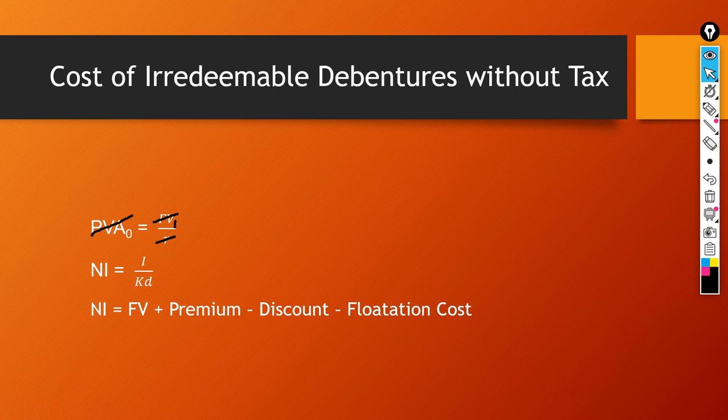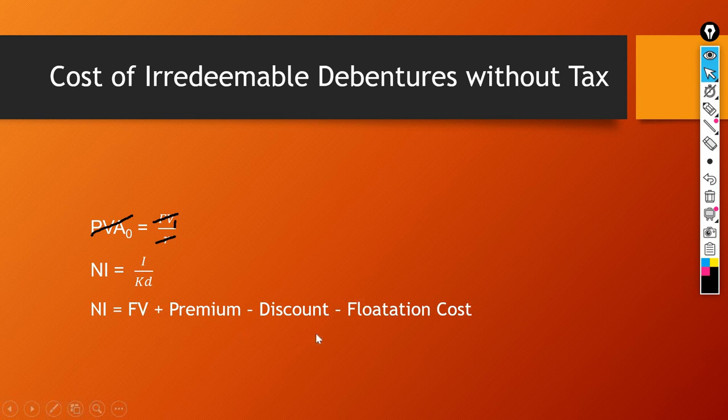So NI, as we have already discussed, means net proceeds from the sale of debentures, or you can say issue of debentures. So it can be a face value. FV stands for face value. And if the debenture is issued at a premium, you have to add the premium to the face value. And if your debenture is issued at a discount, you have to subtract the discount amount from the face value.